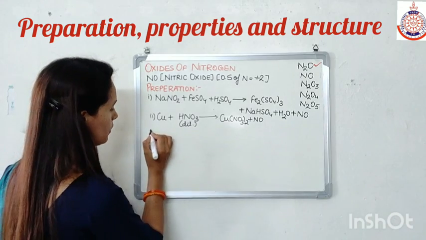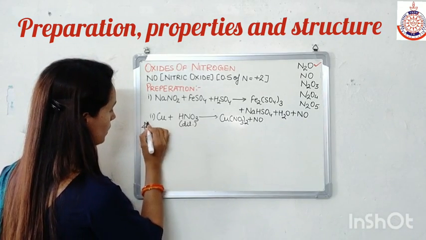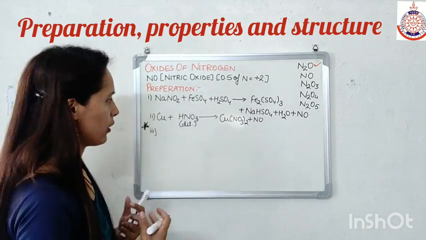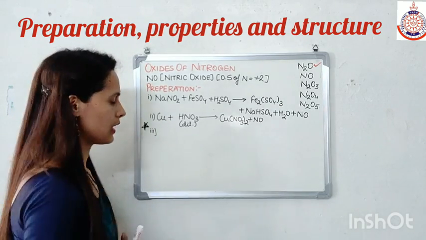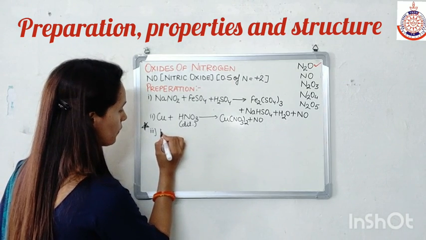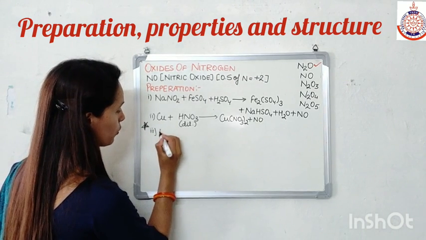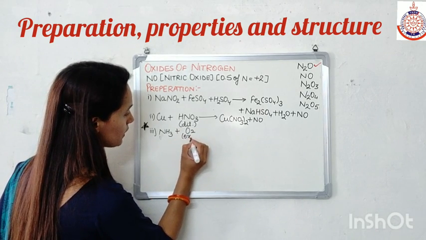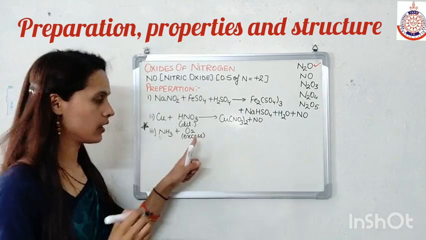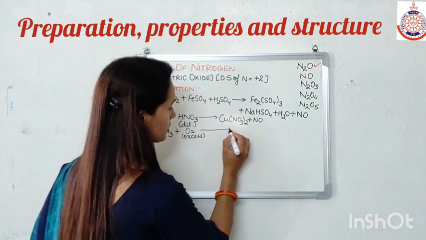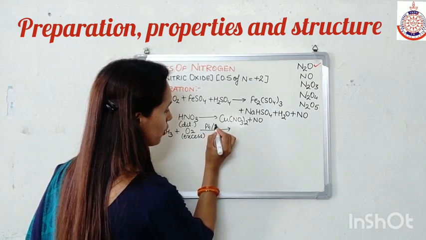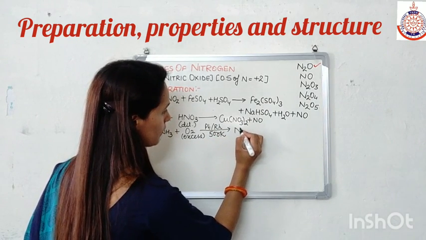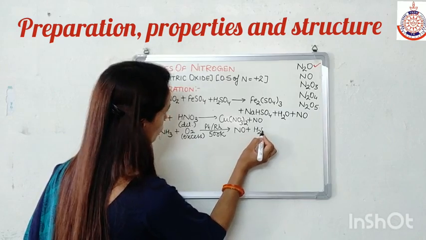And the third method, which is very important, that we have discussed earlier also. I hope you get to know where we have discussed it earlier. When ammonia reacts with excess of air in the presence of platinum or rhodium at 500 Kelvin, then we get NO plus H2O.